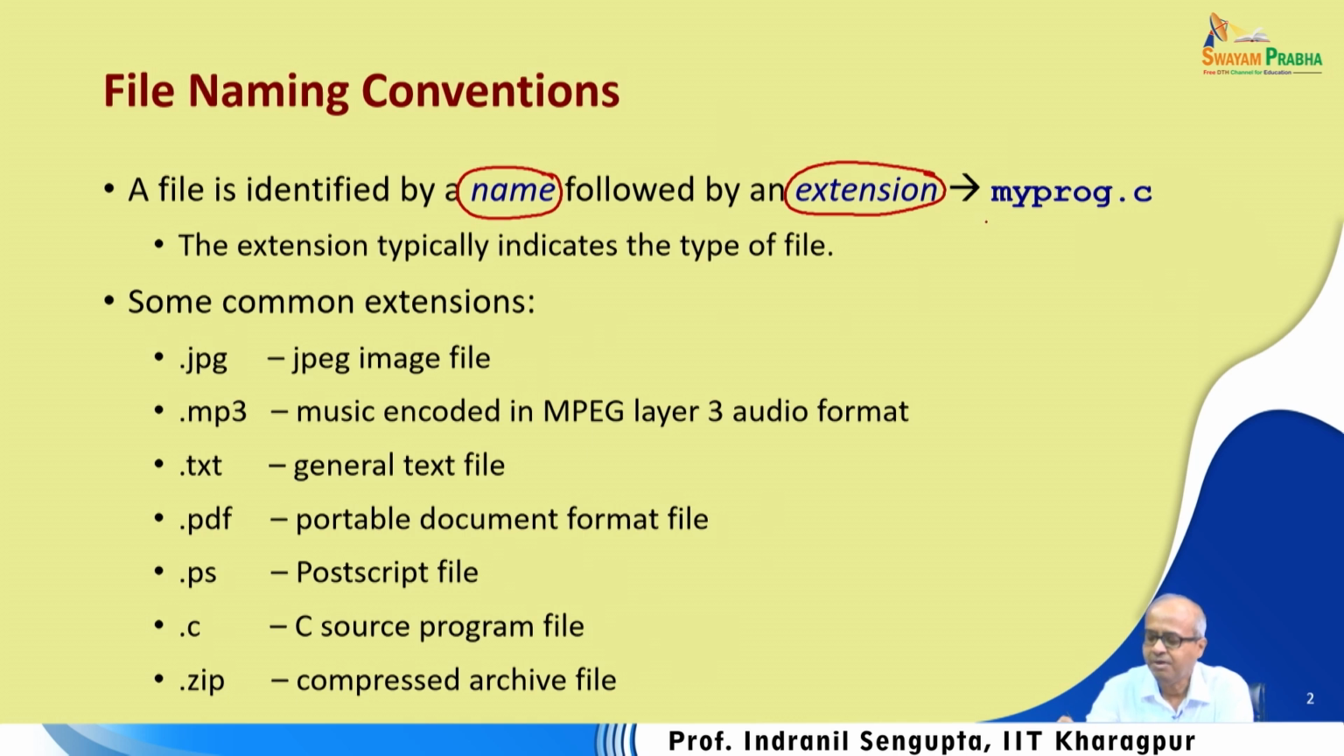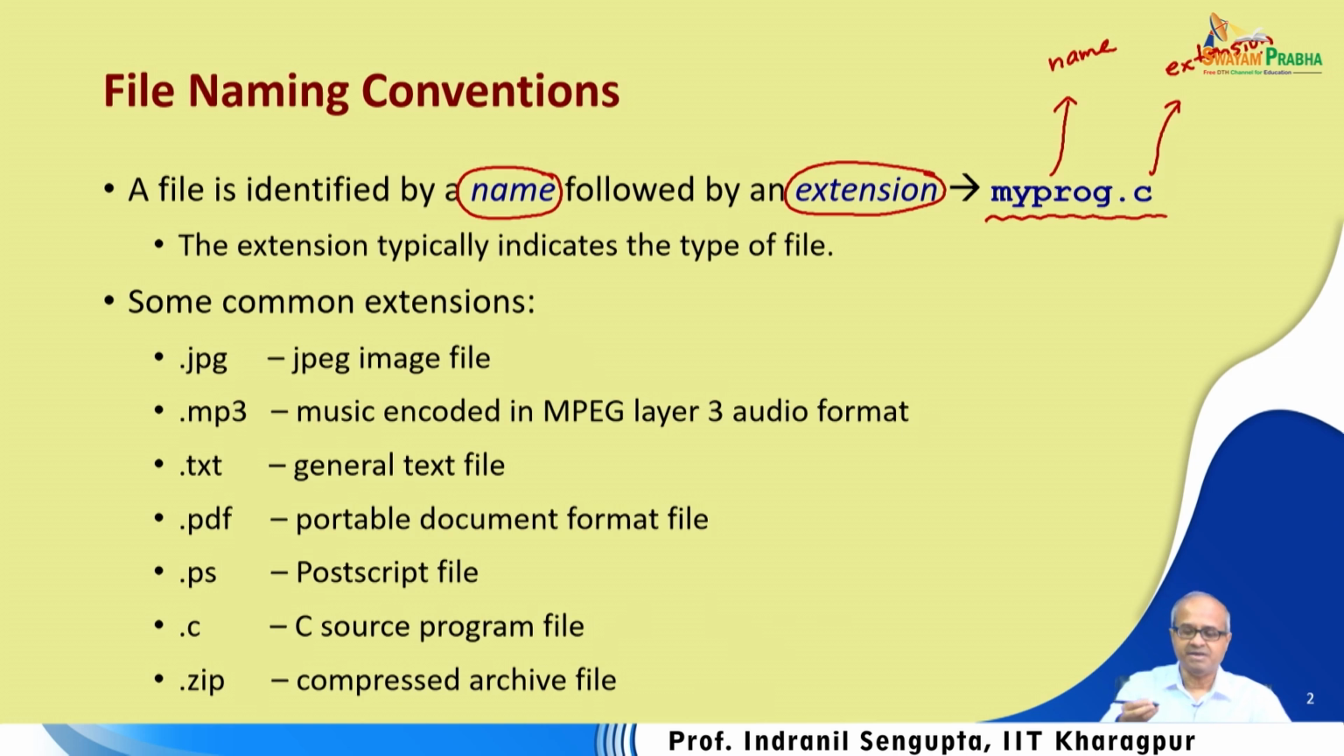Let us take an example, myprog.c. Myprog is the name of my file, and .c indicates the extension, and this extension indicates what kind of file it is. Now, there are numerous kinds of extensions which have been used, these are the conventions, a few of them I am showing here.